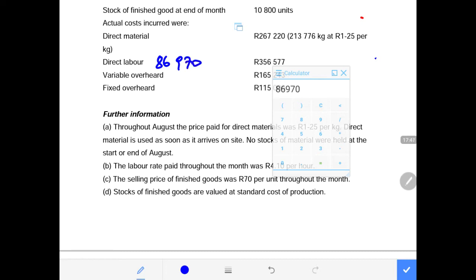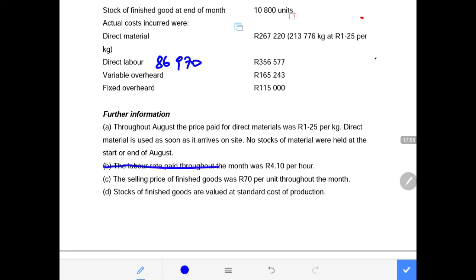86,970. Now I want to highlight this, and I've emphasized this in the previous videos also, that you might not be given this rate that they've given us under further information. They might give you the total cost and the total hours, and you must calculate the rate. So now the same thing, for us to get to the total cost, we would have said the hours times by the rate the employees were actually paid for. So now it will give us the total cost.